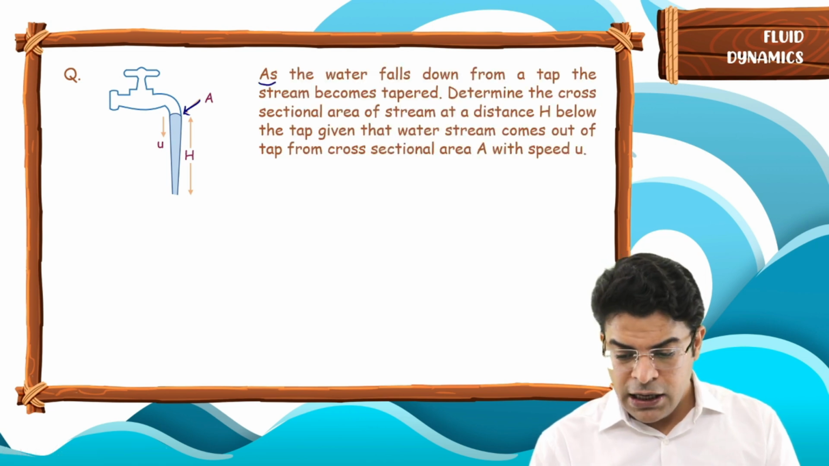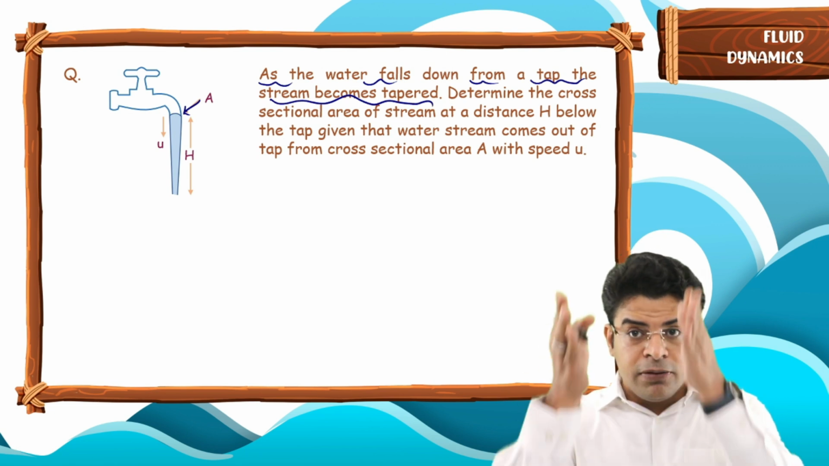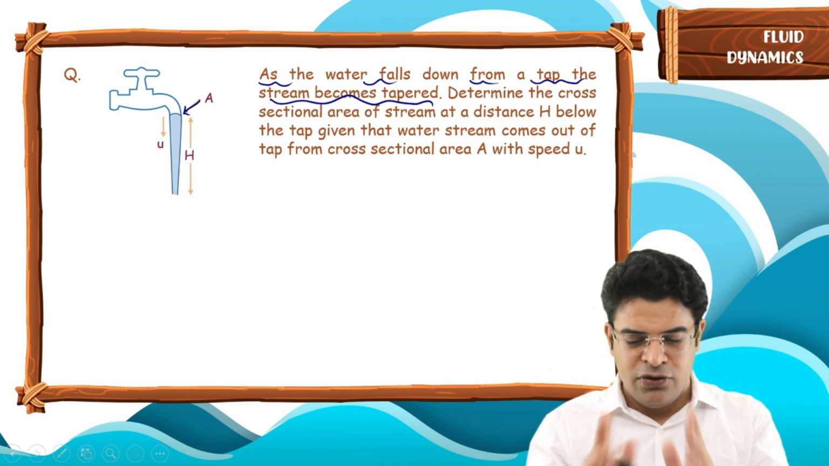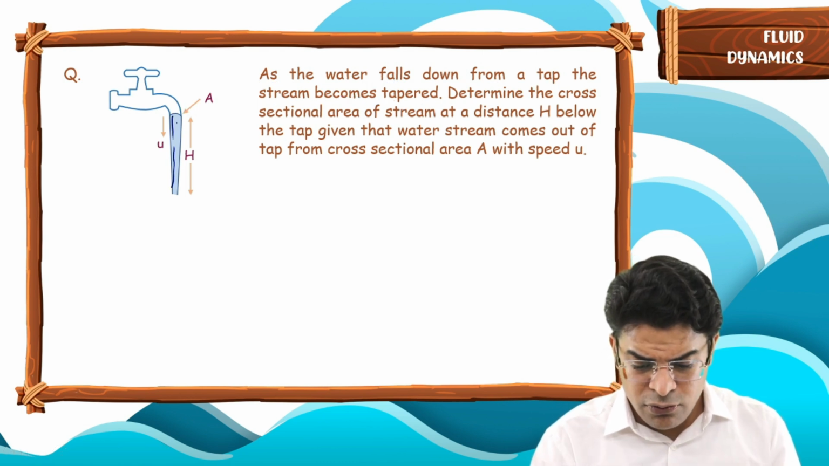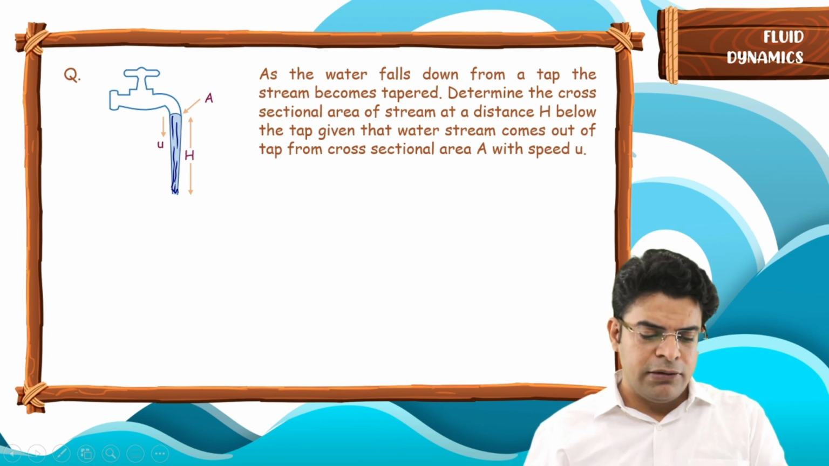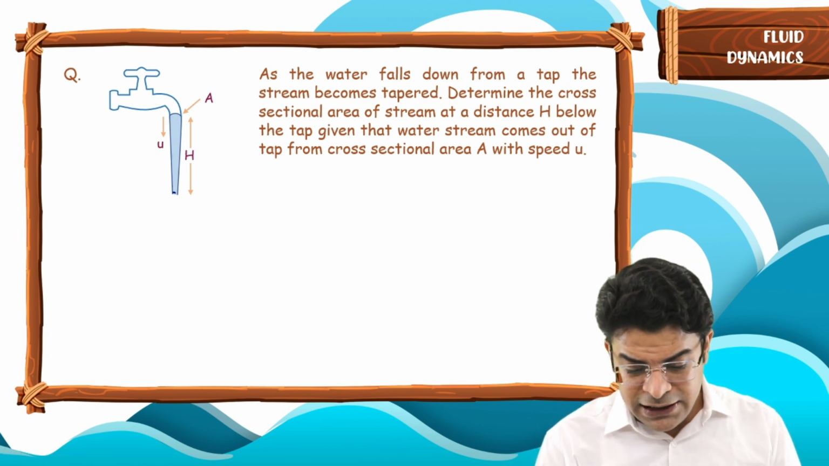Question is, as the water falls down from a tap, the stream becomes tapered. It keeps on becoming narrower and narrower, and you have observed this in your house, right? The stream of the flow keeps on becoming tapered. Somebody asks you why, you will say from the equation of continuity. As the fluid falls down, its speed will increase.